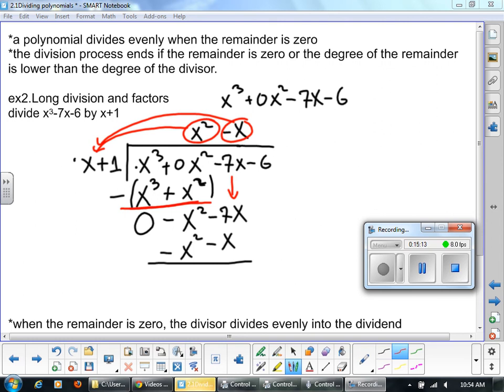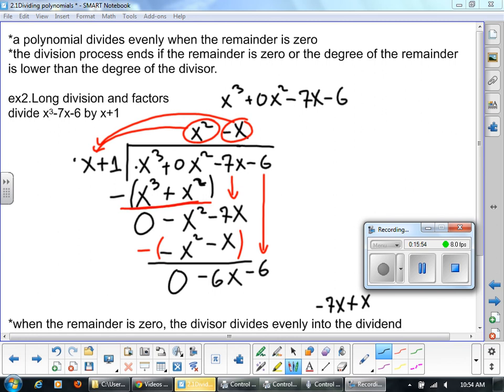And then you subtract again. So it's going to be minus. So that's negative x squared minus negative x squared is just going to be 0. So that's gone. And negative 7x minus negative x is actually, I'll write it here, negative 7x plus x, which is just negative 6x. We might run out of space. Then you drop the next one down, negative 6. So negative 6 here. And we go through the step again.